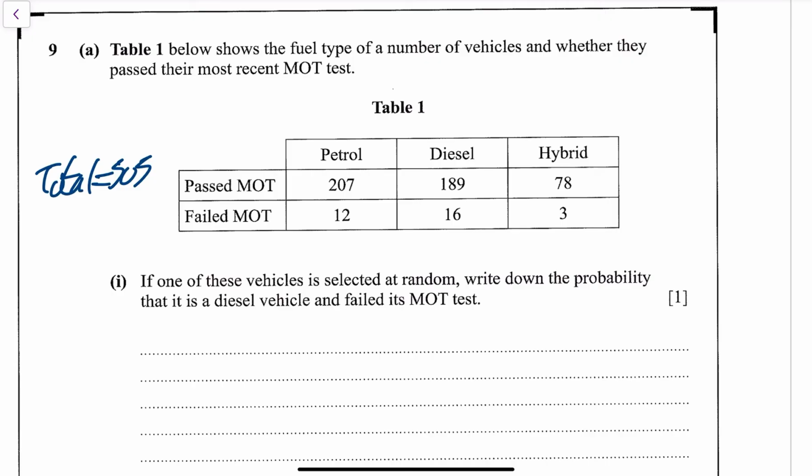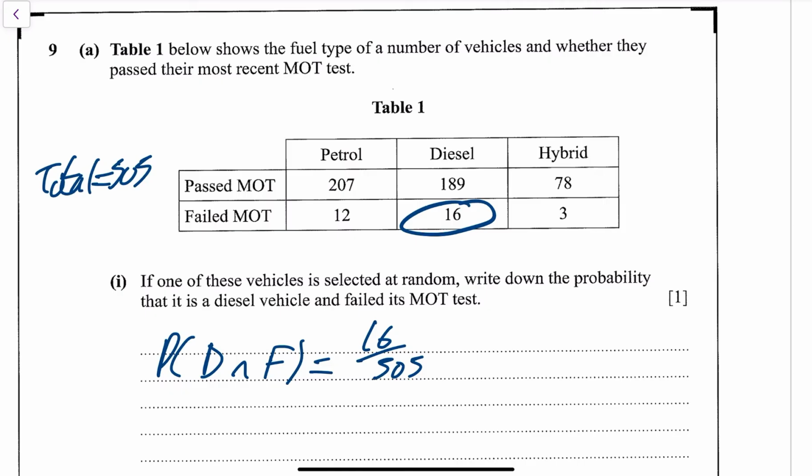Okay, so it says if one of these vehicles is selected at random, write down the probability that it is a diesel vehicle and failed. So diesel and failed is 16 out of 505, and that's absolutely fine, but I would give it to 3 sig figs just in case. Now if I need to use this later on, use this one here.